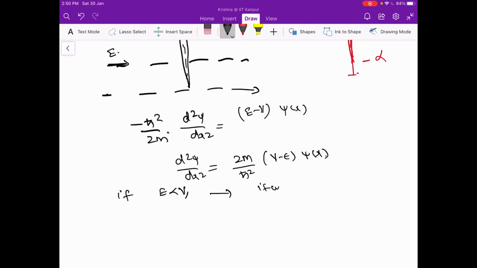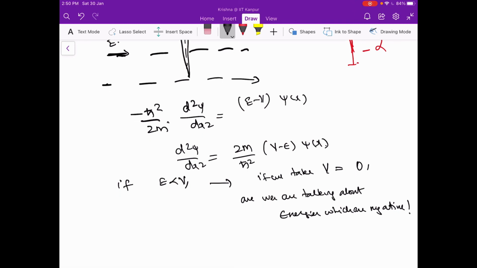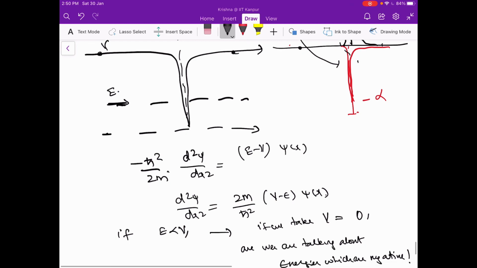So if we take V to be 0, then we are talking about energies which are negative. The negative energies that we will talk about now just mean that the energy values are lower than the potential that we are considering in this situation, right? In the general case, whatever the potential is, we are offsetting all the potentials from the value of the potential here. So let's say if this is V, we're talking about energies which are smaller than V, right?